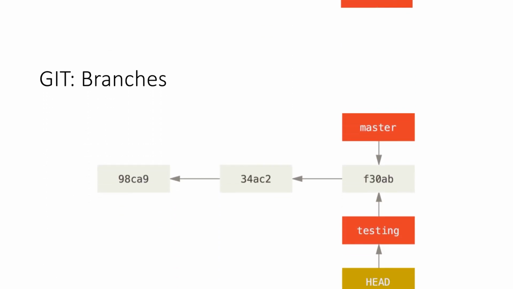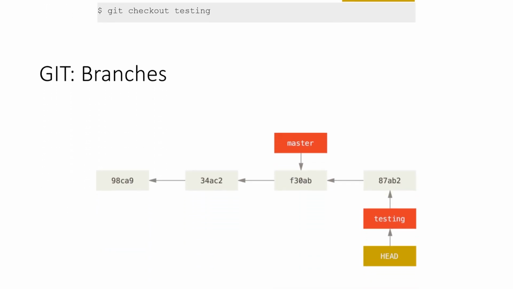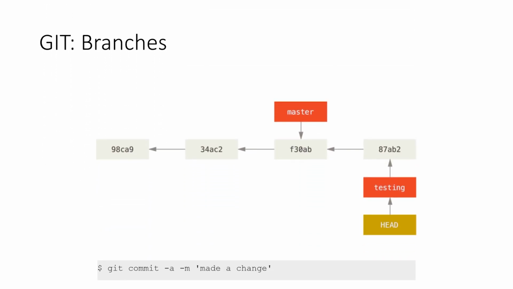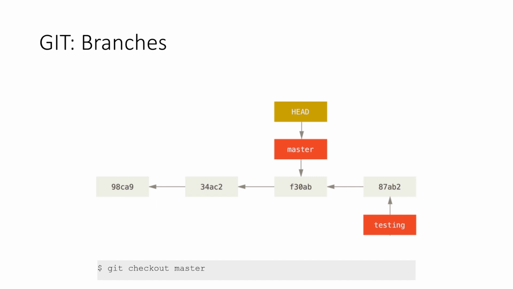To switch to an existing branch, you run the git checkout command. Let's switch to the new testing branch. This moves head to point to the testing branch. What is the significance of that? Well, let's do another commit. The head branch moves forward when a commit is made. This is interesting because now your testing branch has moved forward. But your master branch still points to the commit you were on when you ran git checkout to switch branches.